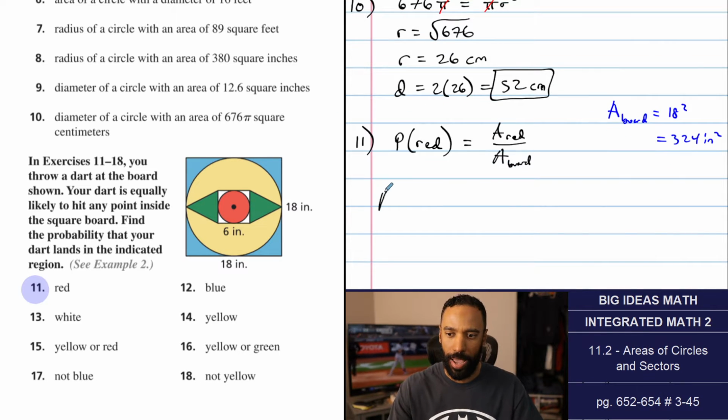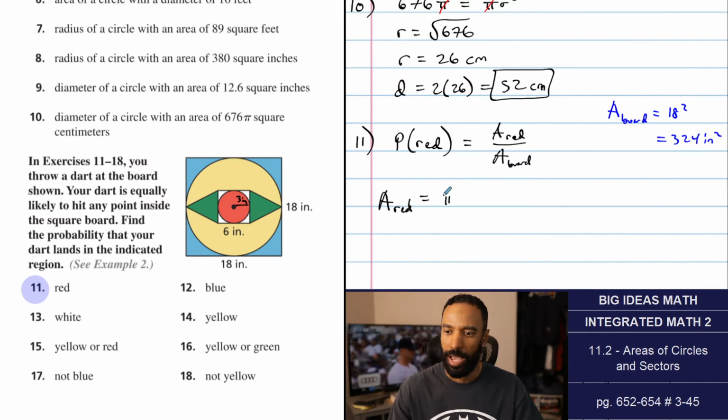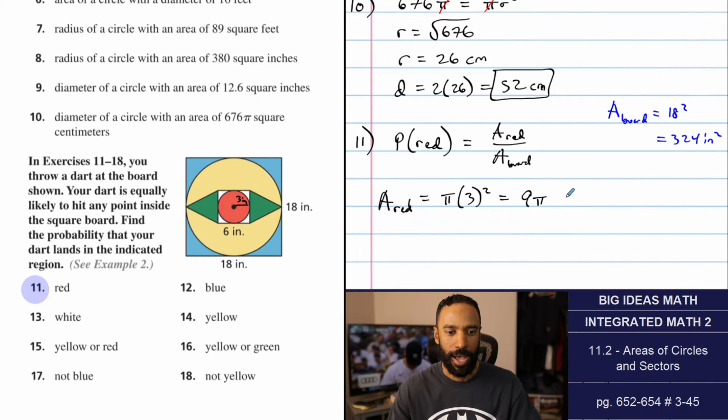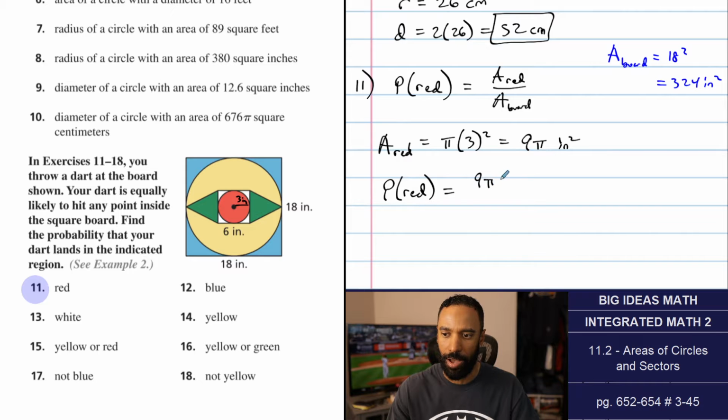So the area of the red: 6 is its diameter, so the radius is going to be 3 inches. When we do pi r squared, we're going to do pi times 3 squared, which is 9 pi. Keep that exact: 9 pi square inches. So the probability of red, because we know the area of the board is 324, is 9 pi divided by 324. We'll use that and approximate it.